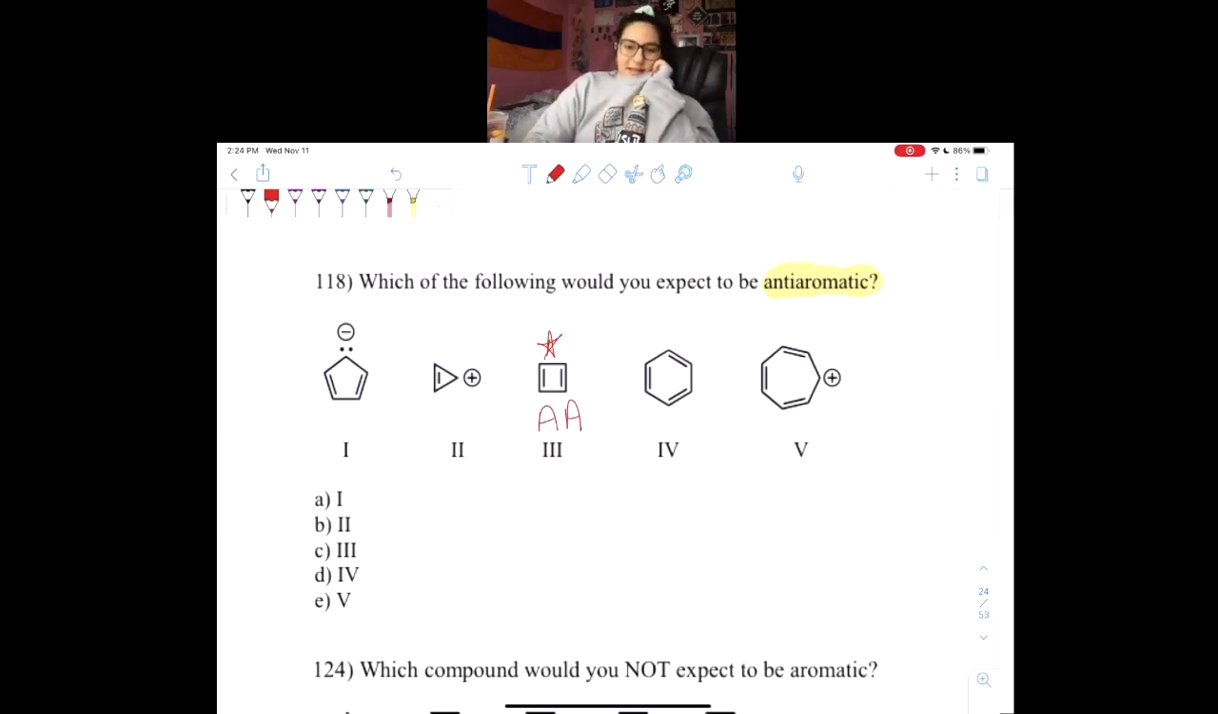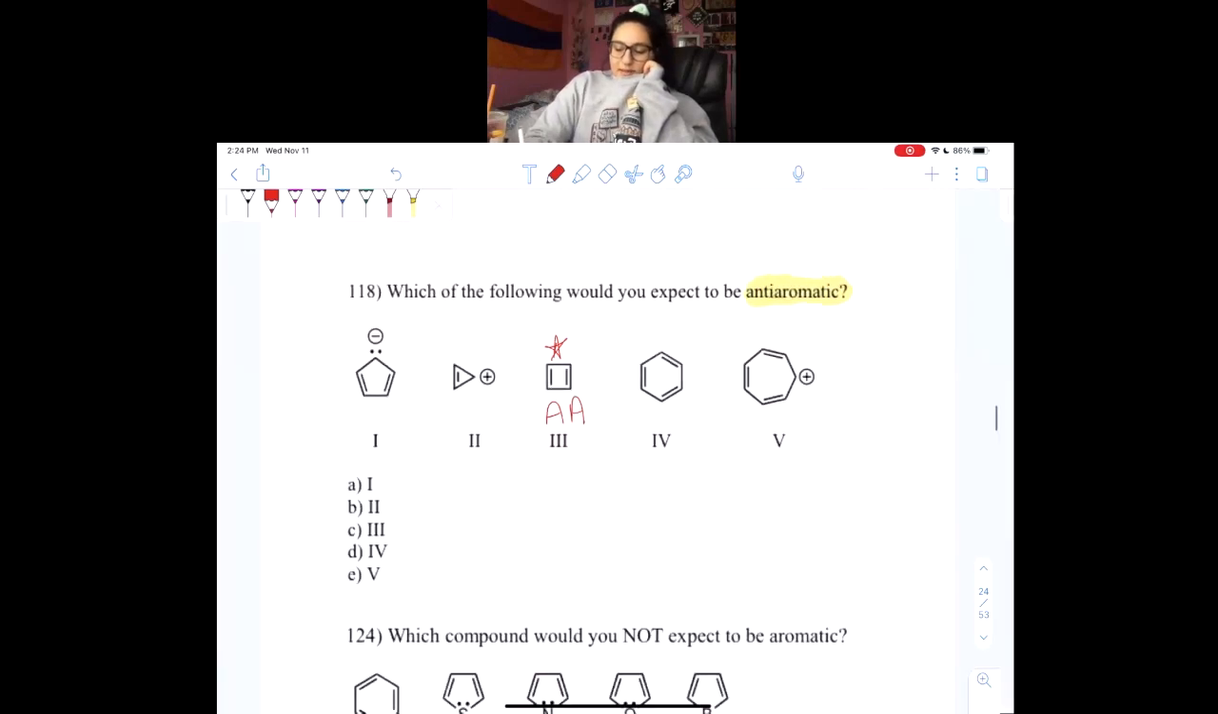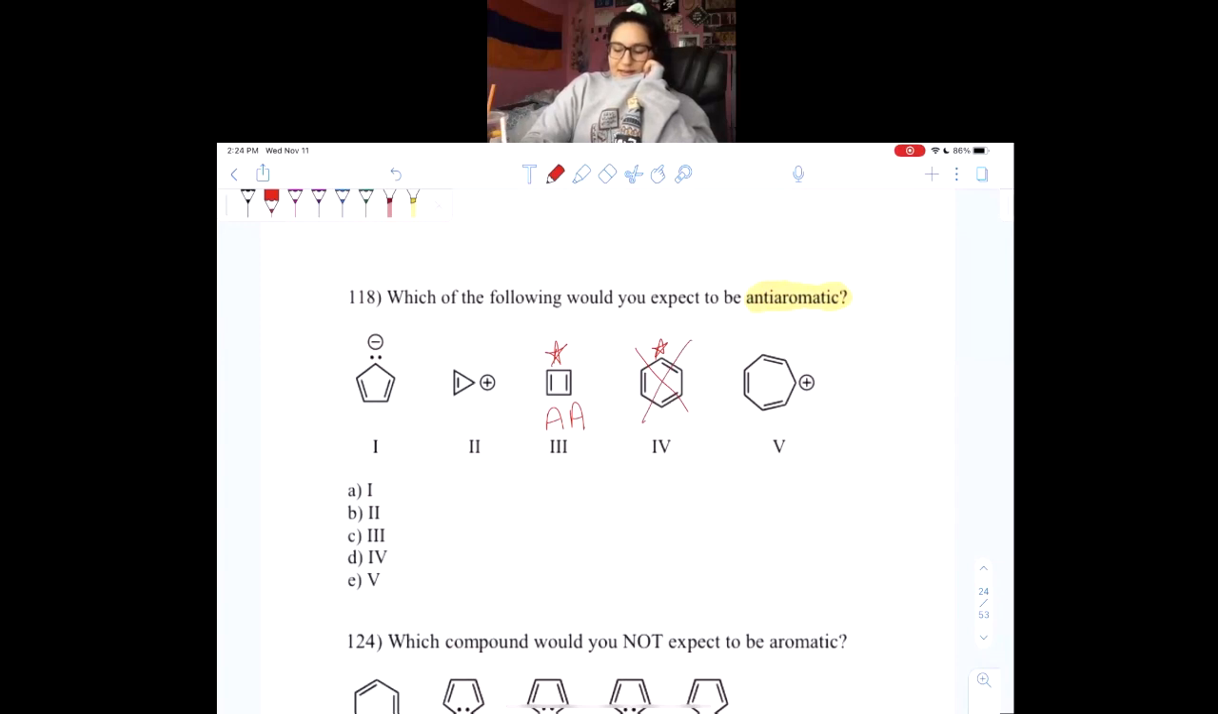But just to be safe, let's look at all the other ones really quick. This guy is just straight up benzene. We already know benzene is aromatic, so we kick that one out. The last three guys standing all have 4n plus 2 pi electrons. As we can see, this first one has 2, 4, 6. This one has 2. And this one has 2, 4, 6 again. So we know that all three of these would be aromatic. So our only anti-aromatic compound would be C.